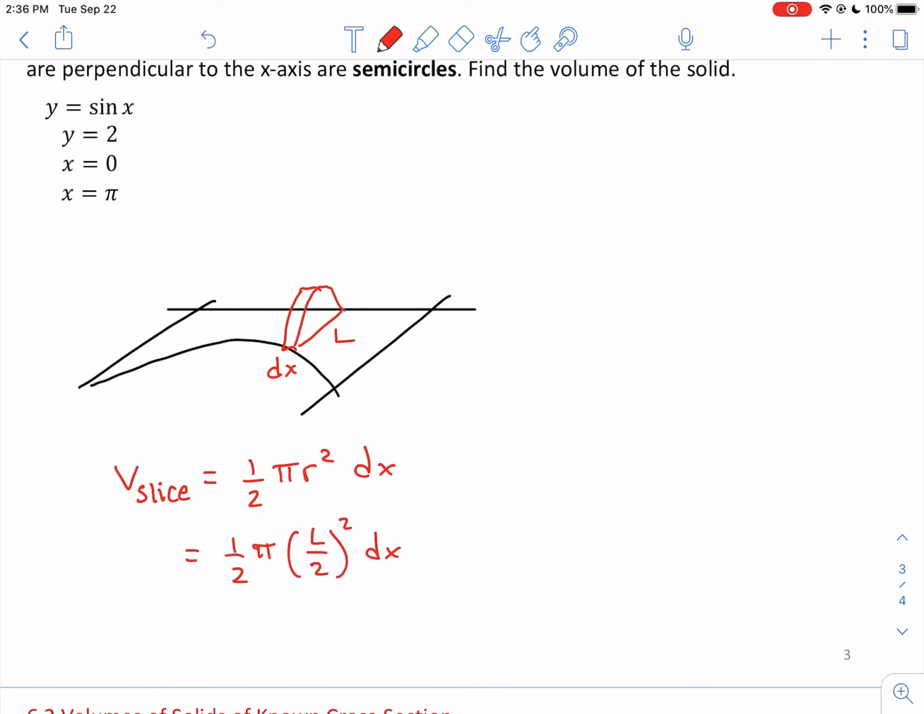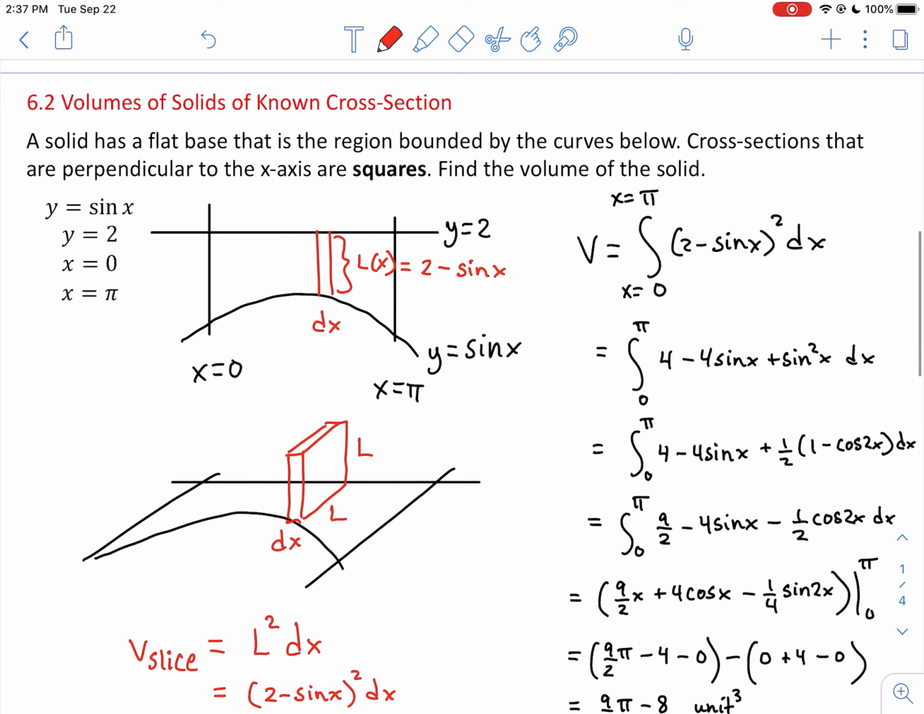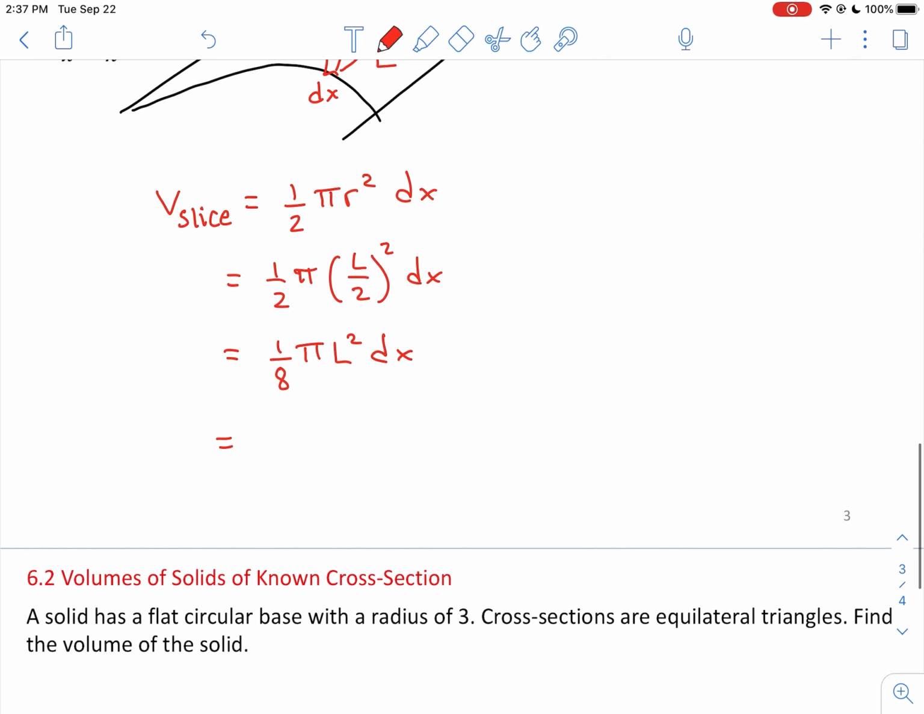Now I can square the L and square the 2 in the denominator, get a 4. So I could write this instead now as, it's going to wind up being 1/8, right? Because we're going to have a 1/4 combining with the 1/2, multiplying with the 1/2, pi L squared dx. And since I know what L is, I go back up to here, right? L is equal, in terms of x anyway, L is 2 minus the sine of x. I can now finally express the volume of my slice as a function of x. And we get this result.